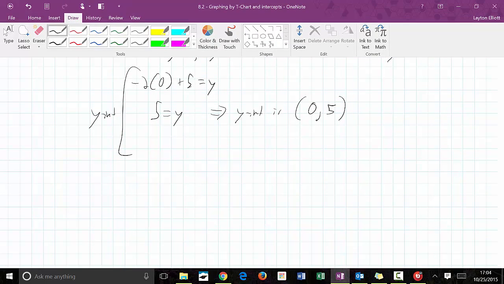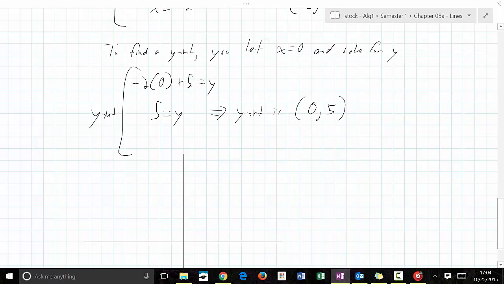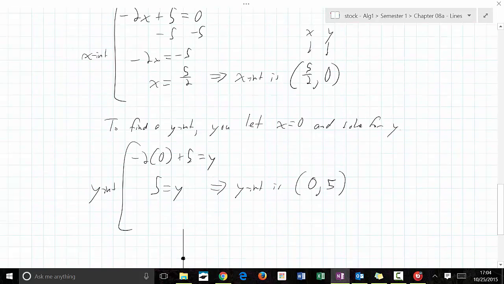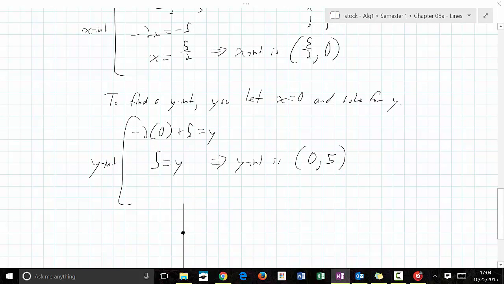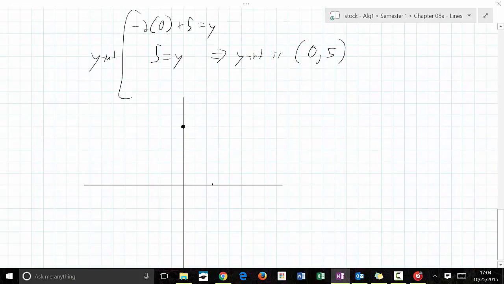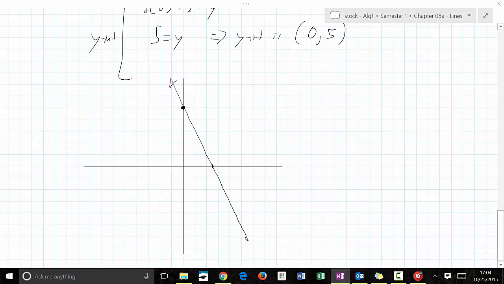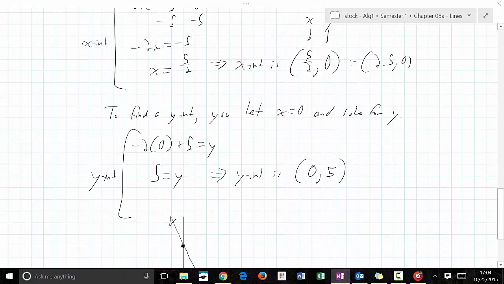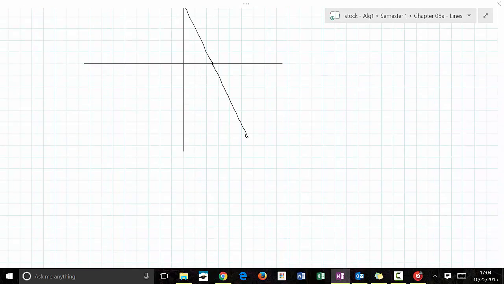Now I could take both of those 2 points and put them on a graph. I'm going to put 0, 5. That means right or left 0 and up 5. And then I'm going to put the other one, the x-intercept. 5/2, 0 is the same as 2.5, 0. So that's going to be right here. And then with the straight edge, I could actually cross those points and get a line. That's what you're going to be doing for part of today. You're going to be graphing with x and y intercepts.